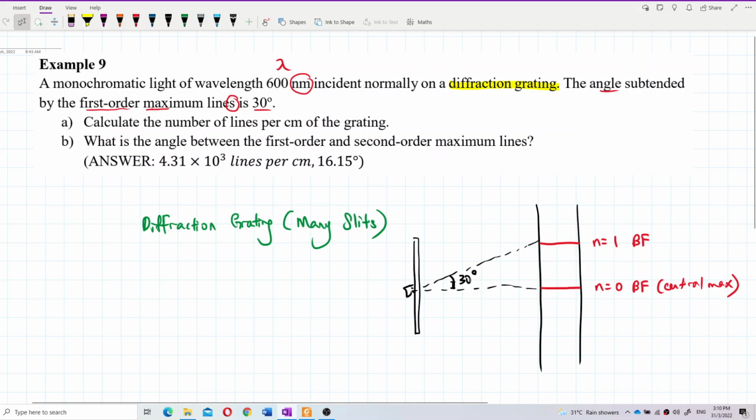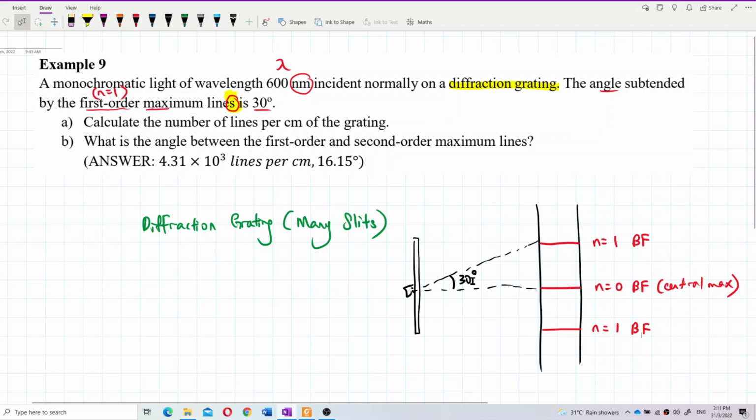No, this is not 30 degree, because here you see got S, lines. Angle subtended by first order. First order means n equal to 1. Angle subtended by first order maximum lines means there are two first order, top and bottom. Let me draw it out. There's another first order bright fringe below.